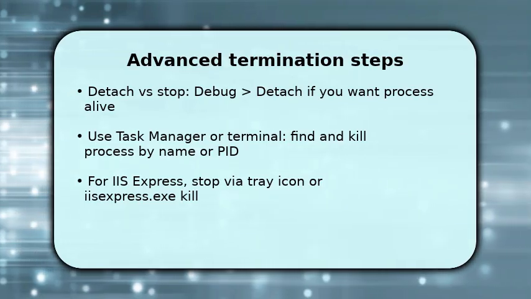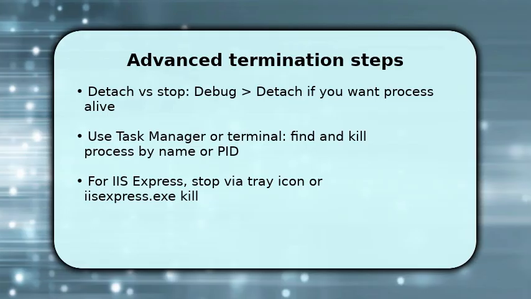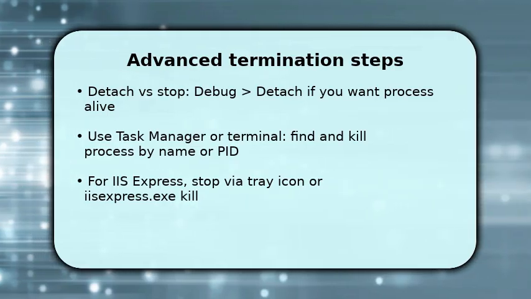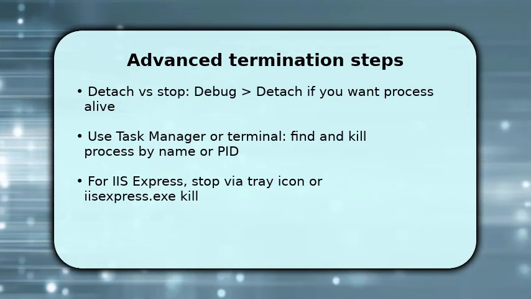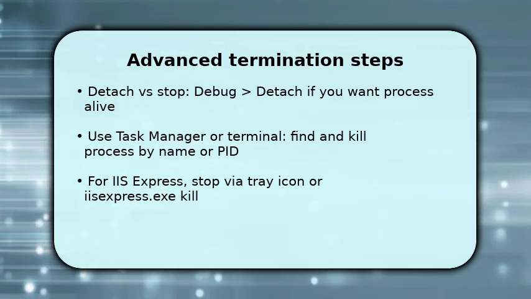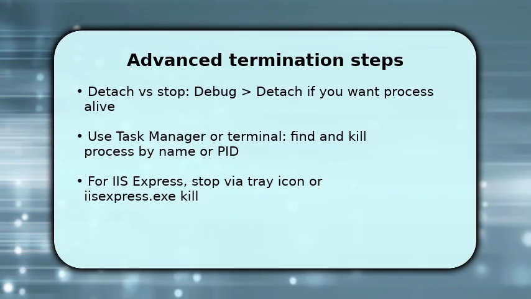You can detach from debug if you want the process to keep running. Choose Debug Detach to leave it alone. Otherwise, open Task Manager or an admin terminal, find the process by name or PID, and kill it. This frees ports and releases file locks.